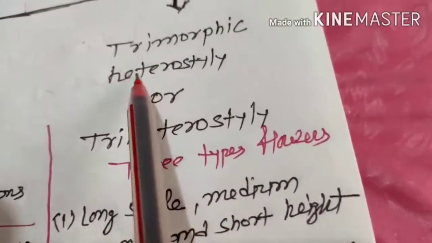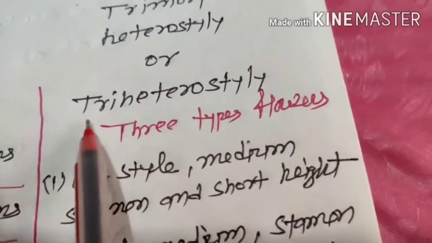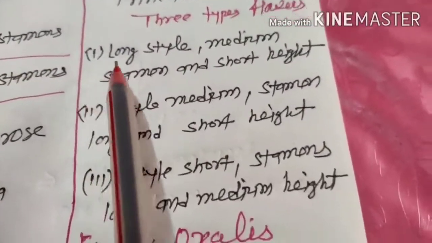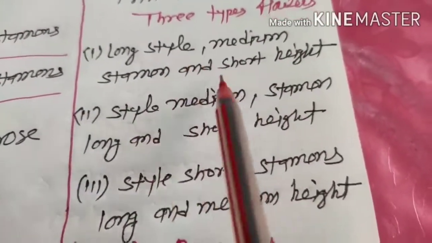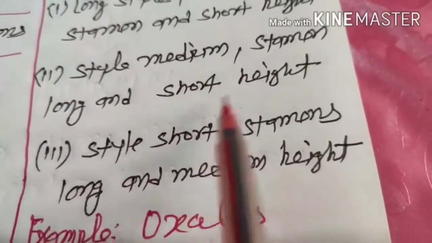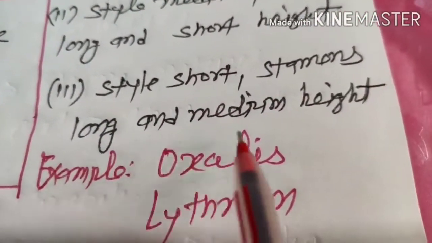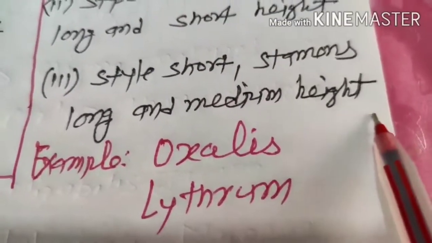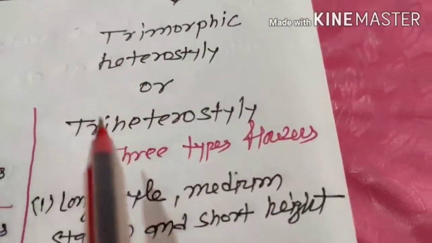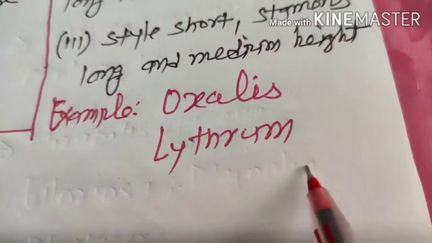The next is trimorphic heterostyle or triheterostyle. Tri means three, so it contains three types of flower. The first has a long style, medium stamen and short height of flower. The second has a medium style, long stamen and short height of flower. And the third has a short style, long stamen and medium height of flower. Examples of trimorphic heterostyle or triheterostyle are oxalis, lythrum.